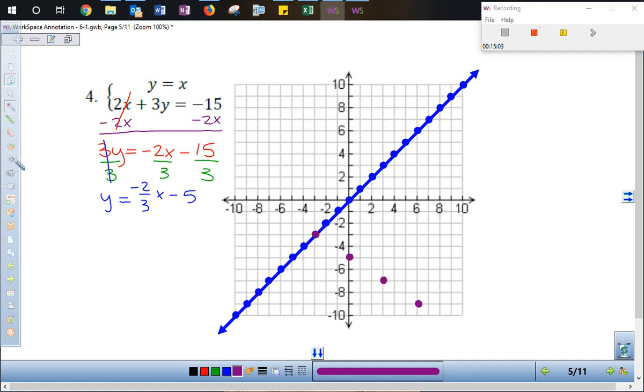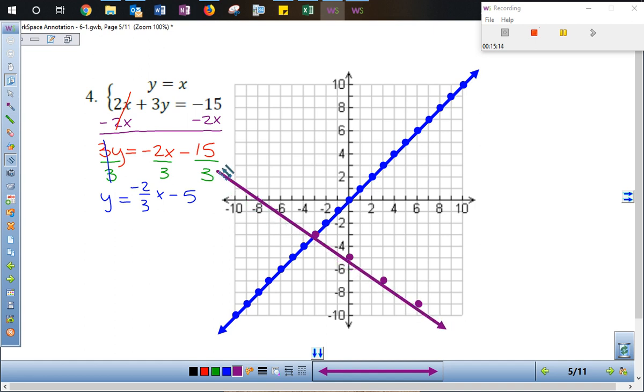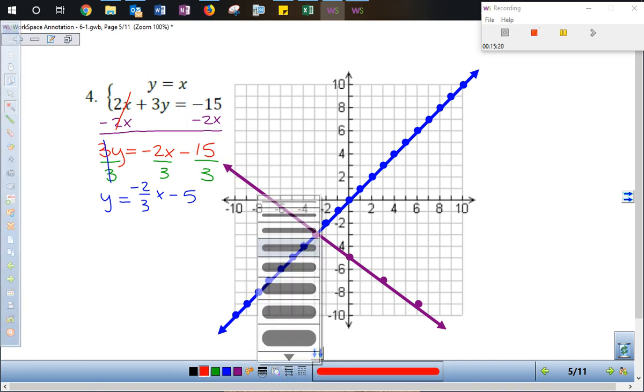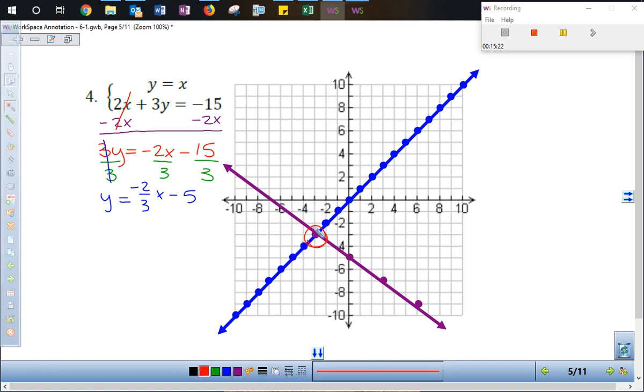So I have 4 points and it crosses, so I can go ahead and connect with a straight edge. Alright. Now where they cross, this guy right here, that's our answer. So my answer as an ordered pair is -3, -3.